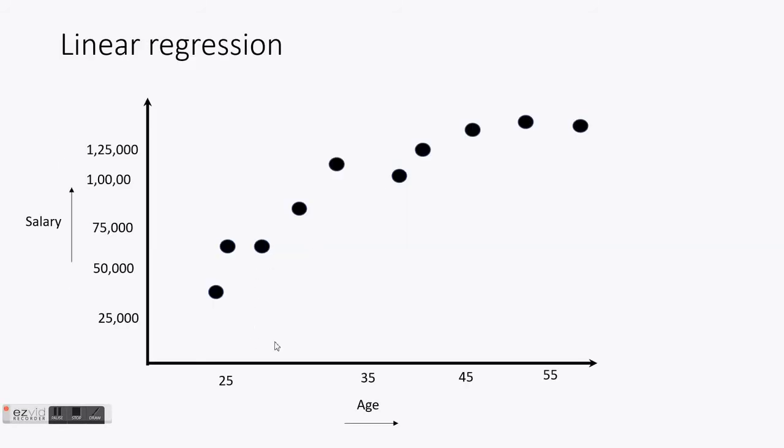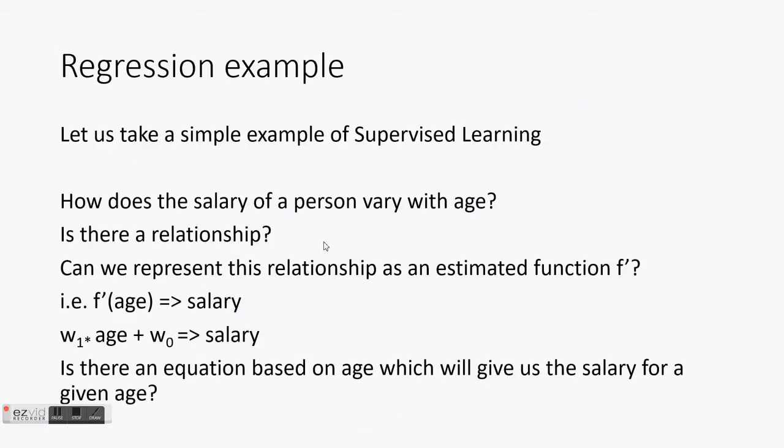So let us take an example. Let us assume that the salary of a person is dependent on the age, and we have a data set with the salary for different ages, and these are the black points. This is a simple example of linear regression, where we have one input feature, the age, and the output variable or target value, which is salary. So we want to know what is the relationship between age and salary.